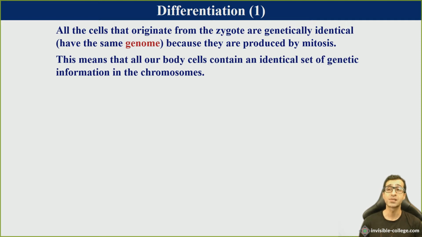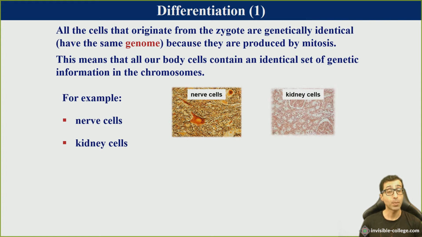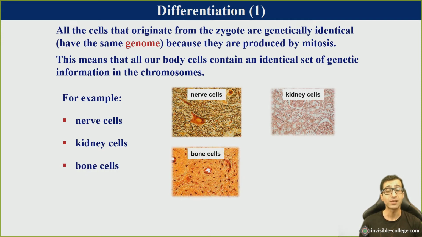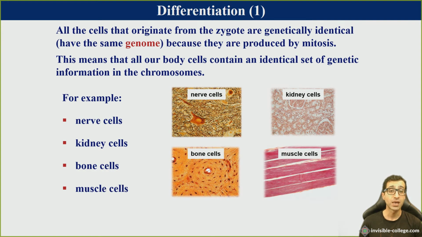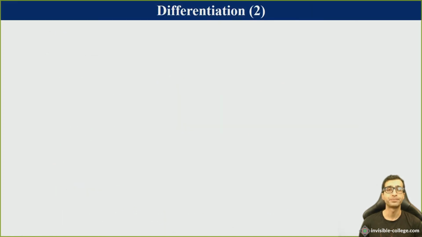Now what this means is that all of our body cells, or somatic cells, contain an identical set of genetic information in the chromosomes. So for example, nerve cells, kidney cells, bone cells, all the different kinds of cells that you find in the different kinds of tissue in the body, these all contain exactly the same genetic material, and yet they're all specialized, as we could see, to perform their specific functions. So what is it that causes this?